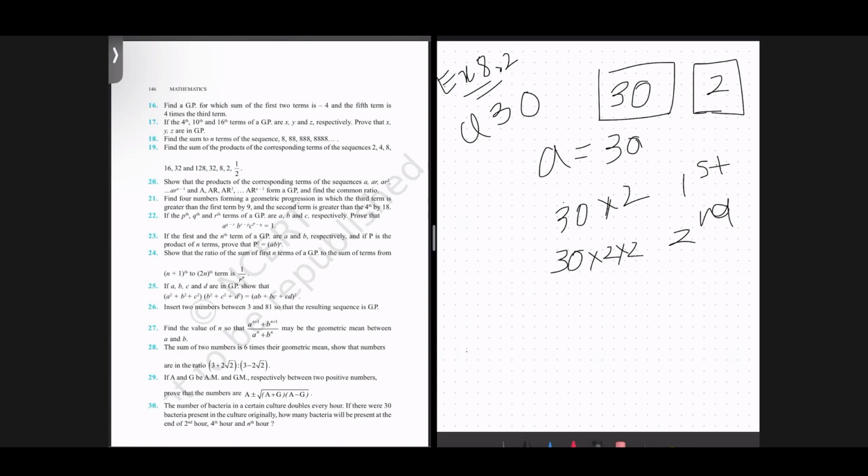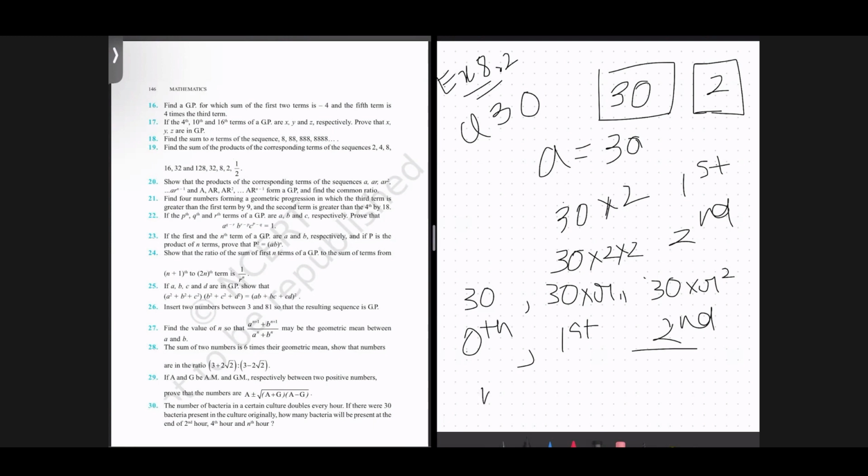Correct. So the question now will be at the end of second hour. At the 0th hour, the starting, you have 30 bacteria. At the end of first hour, you have 30 into r, which is 30 into 2. At the end of second hour, you have 30 into r square.